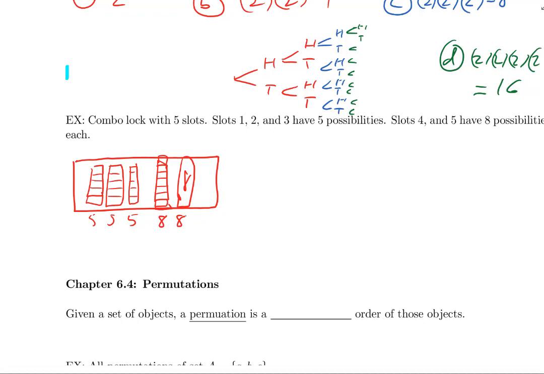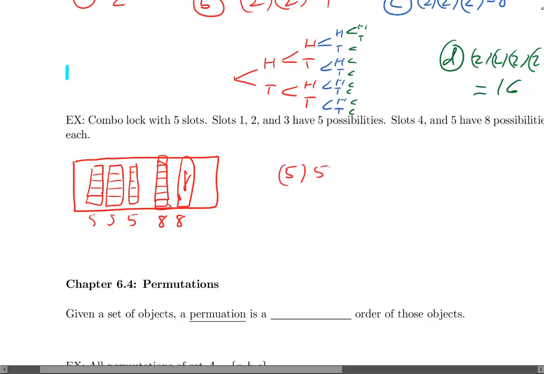And so what is the total number of possible combinations? Well, you just multiply everything together, right? 5, 5, 5 for the first 3, and then 8 and 8 for the next 2. You multiply those together, and you will have a possibility of 8,000 combinations.